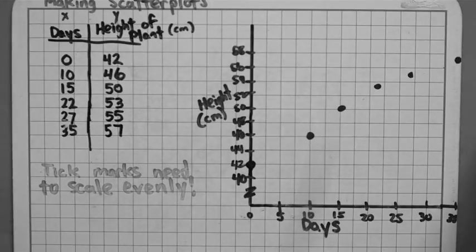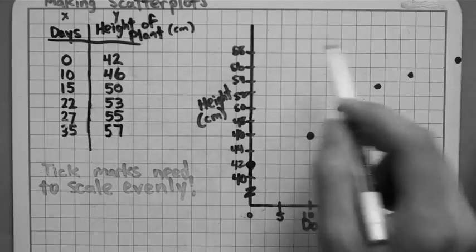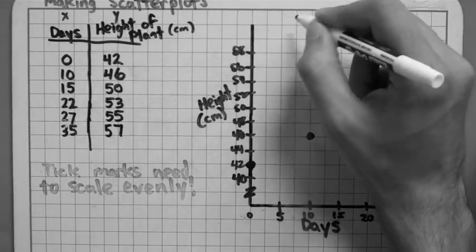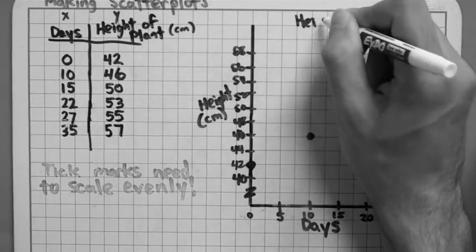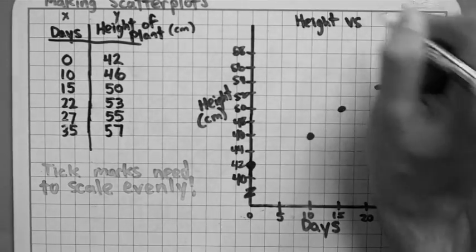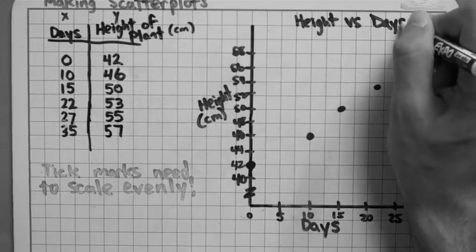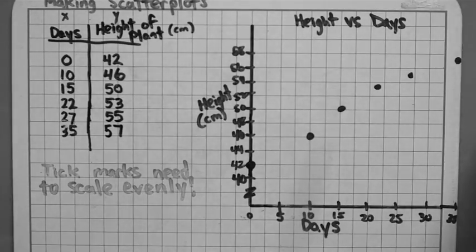It's often nice to have a title on your graph right here. So it doesn't really matter how you do it. You could do height of plant versus days, or days versus height of plant. So height versus days might be an okay title if you were to do something like that. And there's your scatter plot.